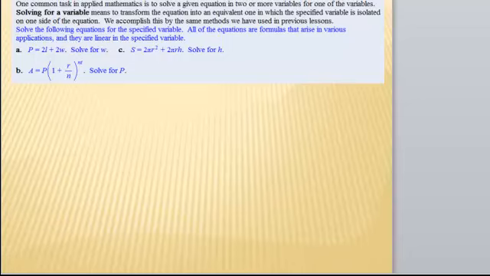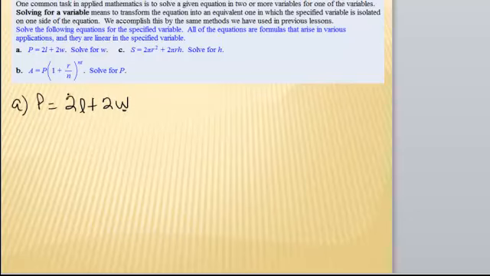Solve the following equations for the specified variable. All of the equations are formulas that arise in various applications, and they are linear in the specified variable. Okay, so let's have a look at A. We have P equals 2L plus 2W, and we want to solve this for W.